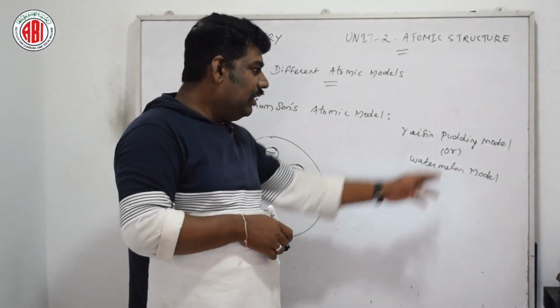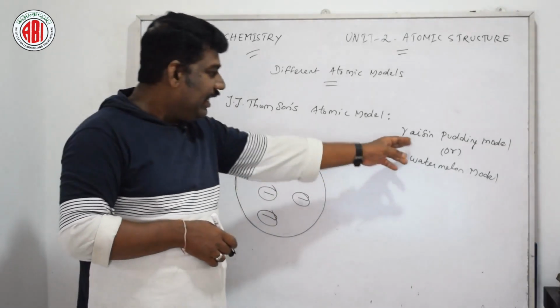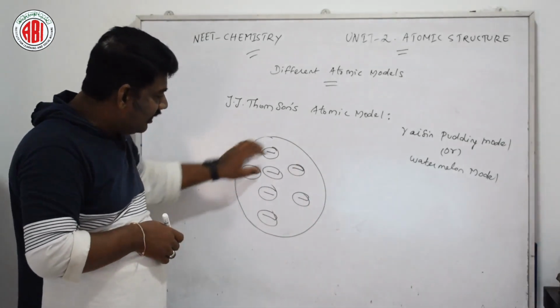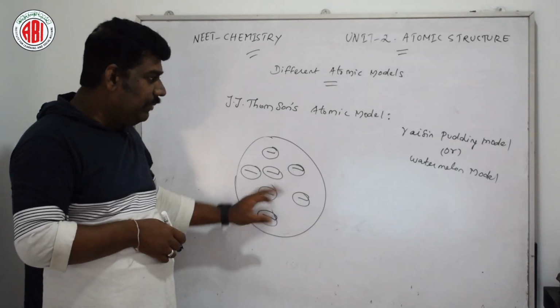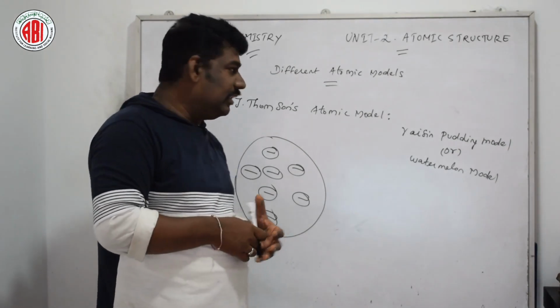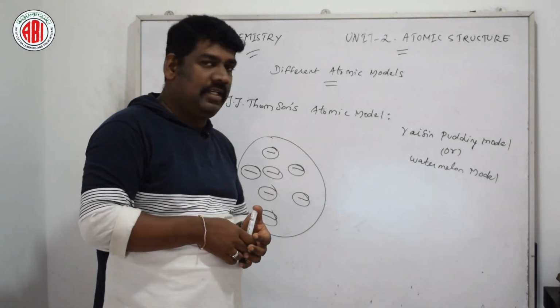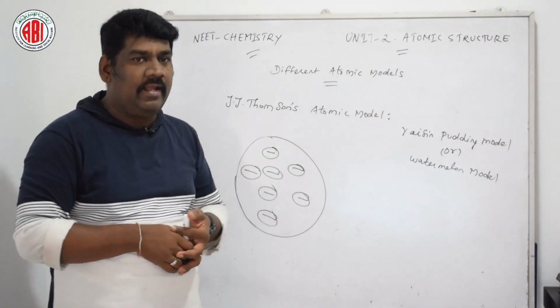Say for example, in a pudding, we can see that the raisins are embedded in the surface of the pudding. This model is similar to the watermelon model. That is the reason J.J. Thomson's atomic model is popularly called the raisin pudding model or watermelon model.